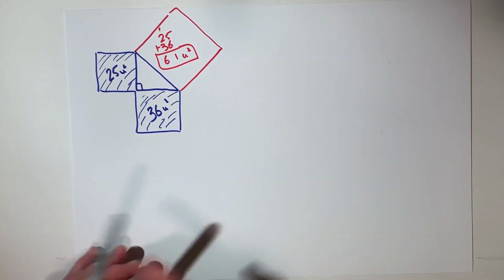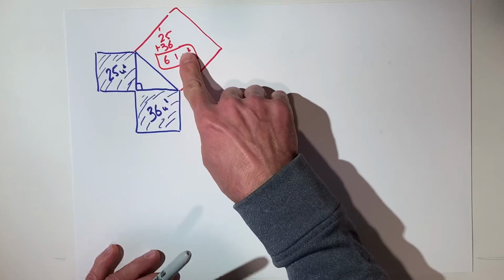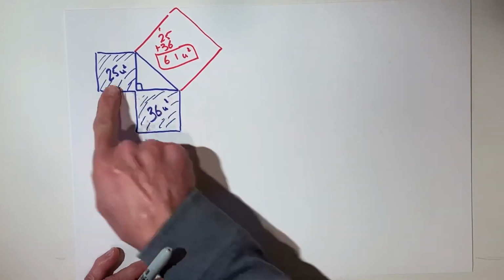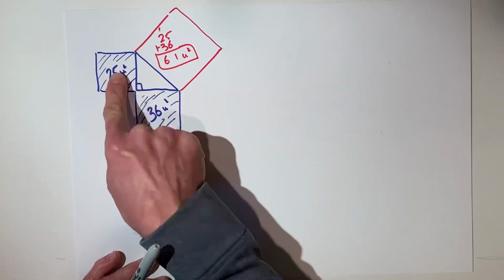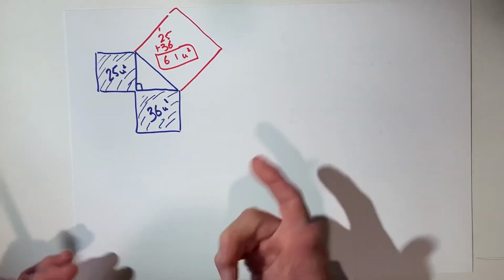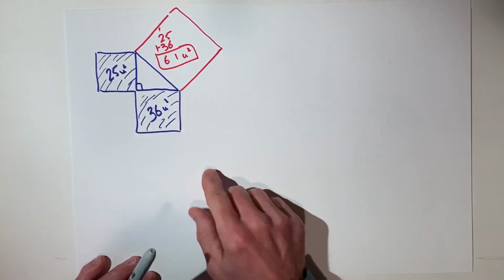And you could probably imagine we could work backwards. If I gave you the red one and gave you a blue one, we could subtract to find the missing one, or likewise, red and blue, subtract and get the other blue. So add the two smalls, get the big, and you're done.